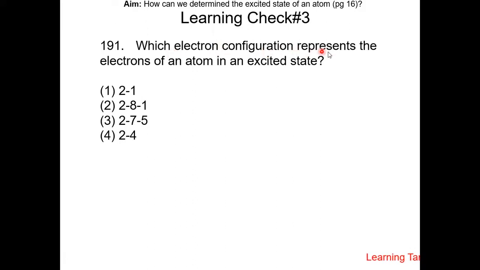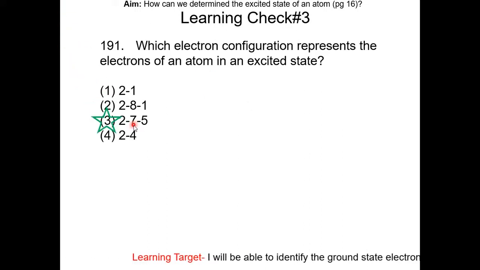Which electron configuration represents the electrons of an atom in an excited state? So notice they don't tell you any element. Okay, so try to do it yourself, resume once you have the answer. So the answer is choice 3. Notice that for choice 3, the second shell is not filled. So you will not find this configuration anywhere on the periodic table.